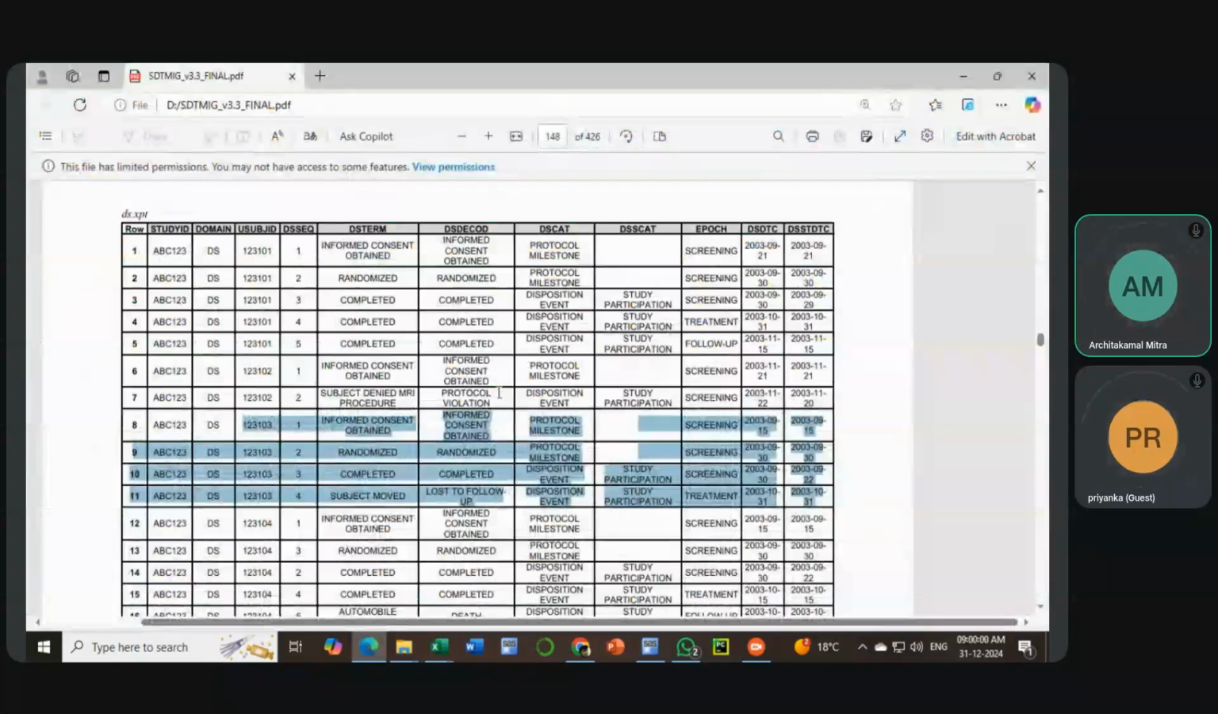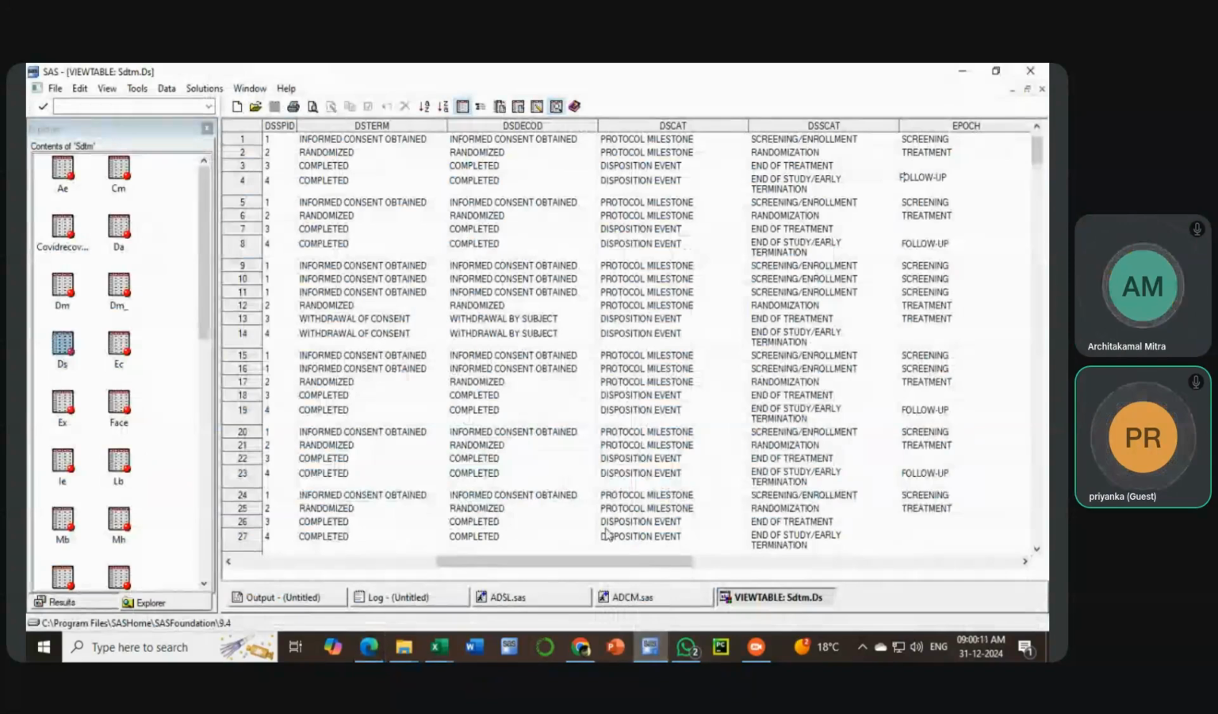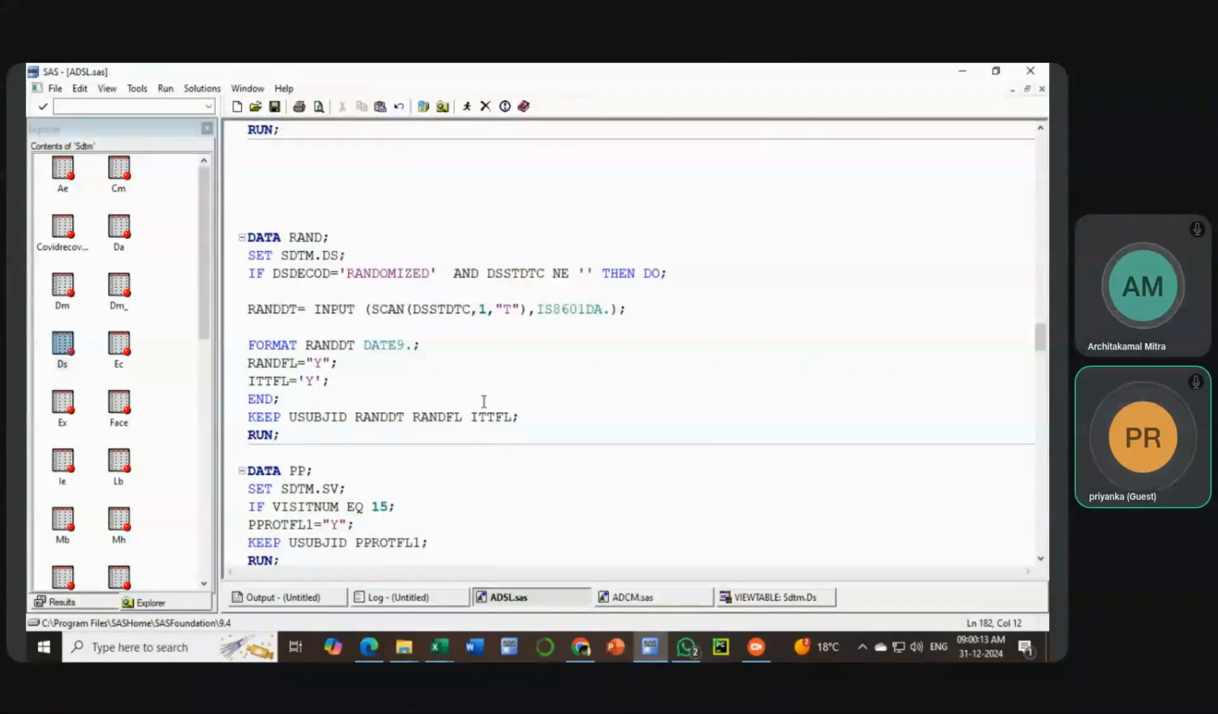the DSDECOD. But for DS term you can take anything. Like see, subject moved, subject denied MRI. Got it? Yeah. Absolutely fine. So this is how you slowly get it.